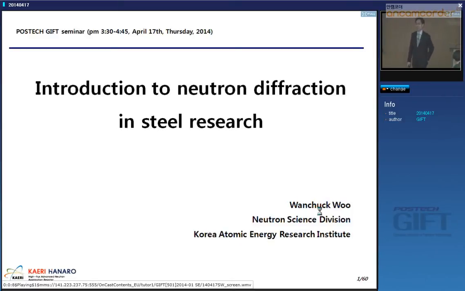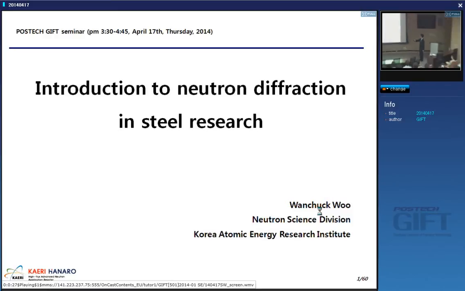Some of you may have already visited the neutron site and had some experiments as a user. Some of you may not have even heard about what a neutron is. So the title for today is Introduction to Neutron Diffraction in Steel Research. There is a very unfamiliar word here, neutron. What is a neutron? Maybe you have heard about diffraction and X-ray diffraction. And a very familiar one is steel research.